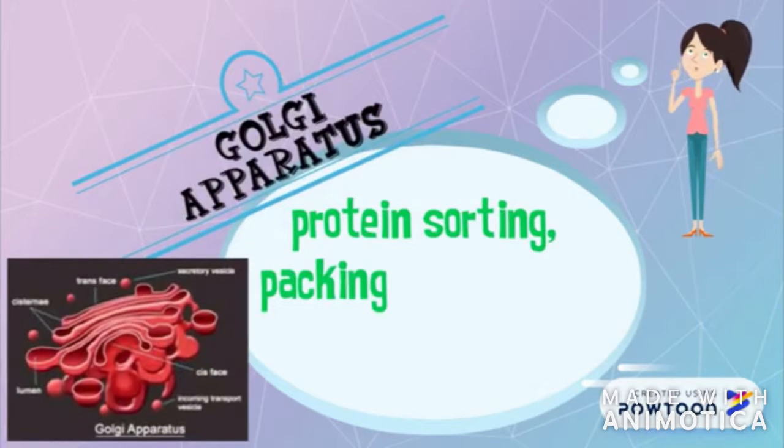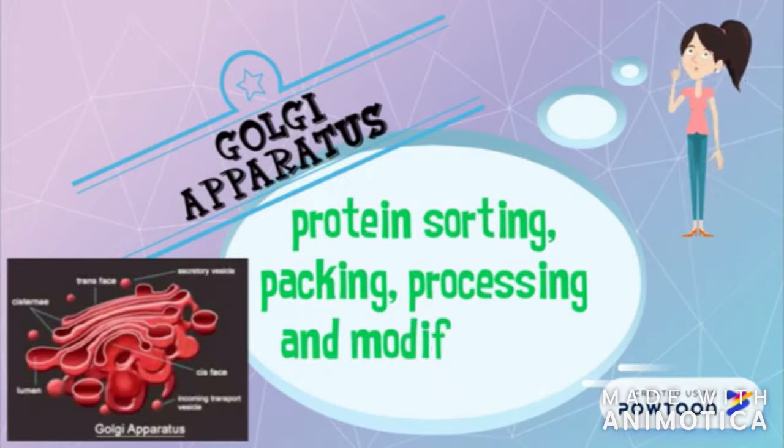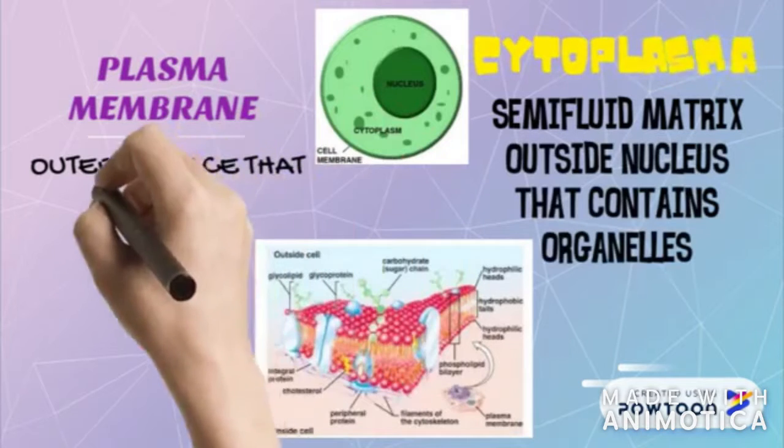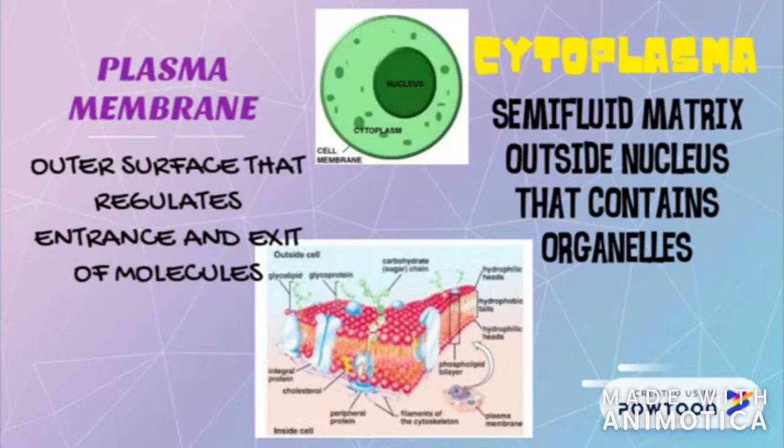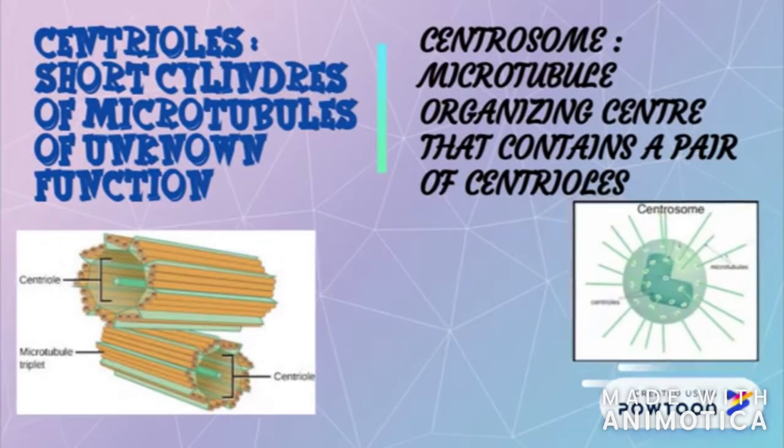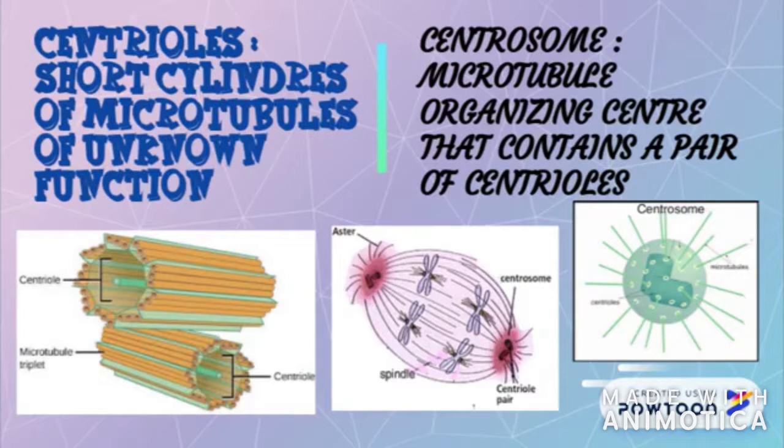Protein sorting, packaging, processing, and modification is the function of the Golgi apparatus. Plasma membrane, the outer surface that regulates entrance and exit of molecules. Cytoplasm, the semi-fluid matrix outside the nucleus that contains organelles. Centrosome, the microtubule organizing center that contains a pair of centrioles. Centriole is a short cylinder of microtubules of unknown function.